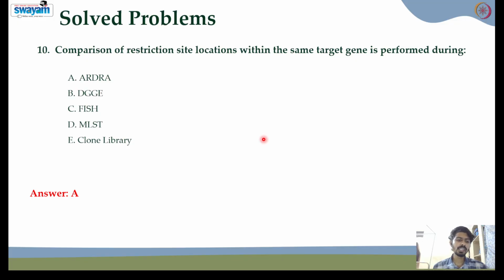And the clone library is a collection of cloned DNA fragments inserted into a vector. So it is also not directly comparing restriction site locations within a single gene. So among these various techniques, the only technique that uses restriction site location to identify the microbial organism is amplified ribosomal DNA restriction analysis.